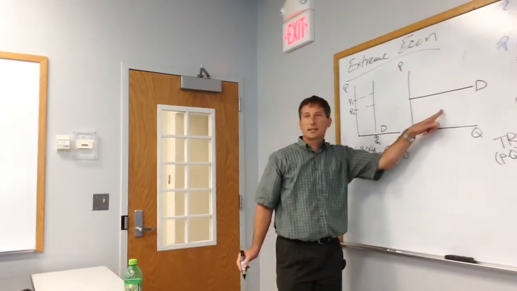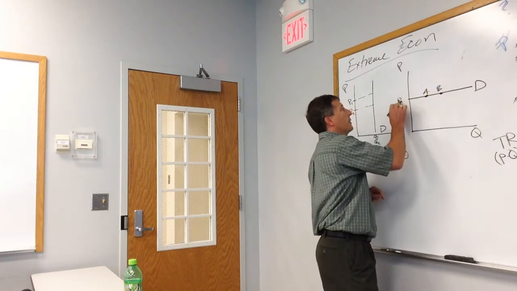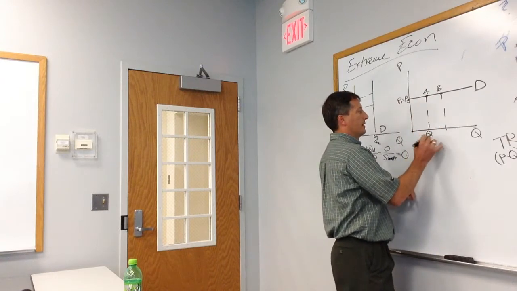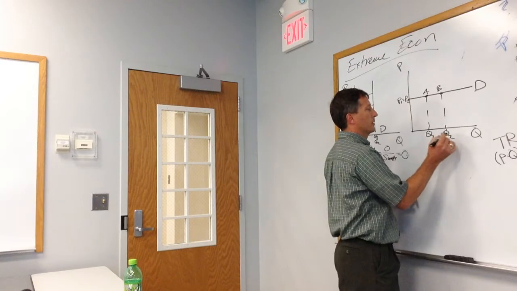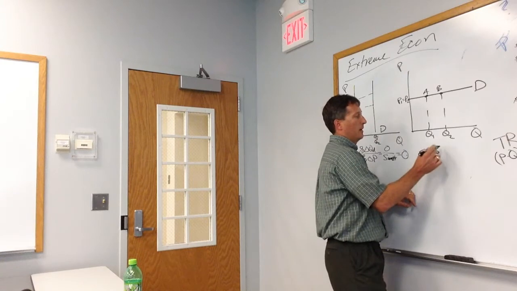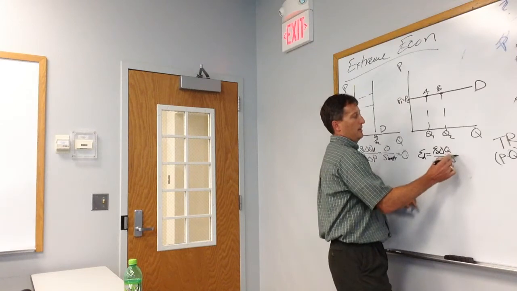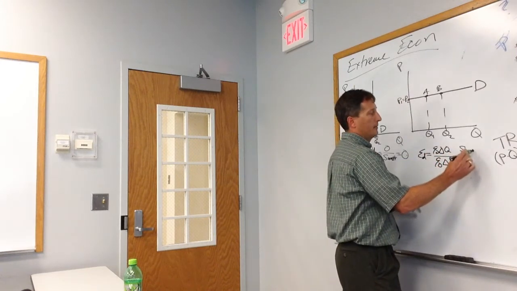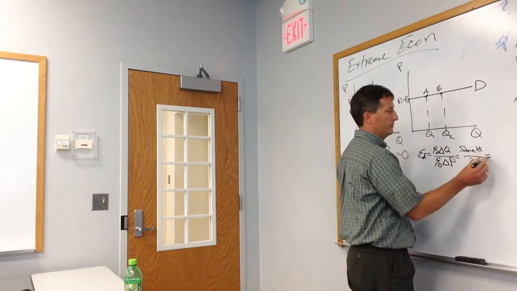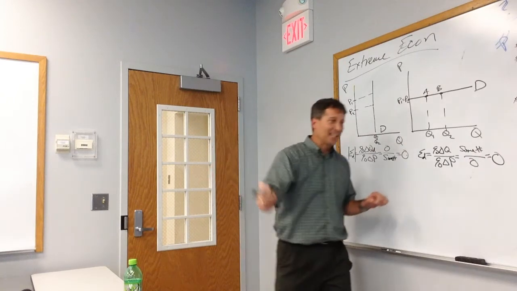All right, let's do the same thing over here. So we got point A to point B. Now we've got P1 equals P2, and quantity jumps up from Q1 to Q2. We go through our formula. Percentage change in quantity. Is it 1? We got, let's see, some number divided by 0 equals 0 again, right? Oh, you can't divide by 0.